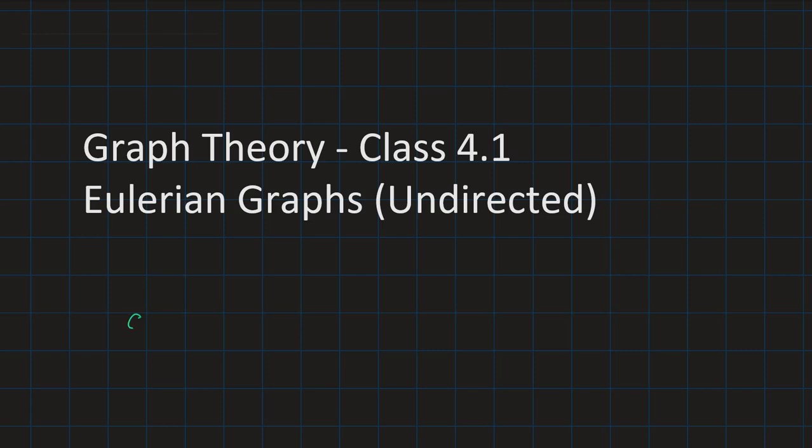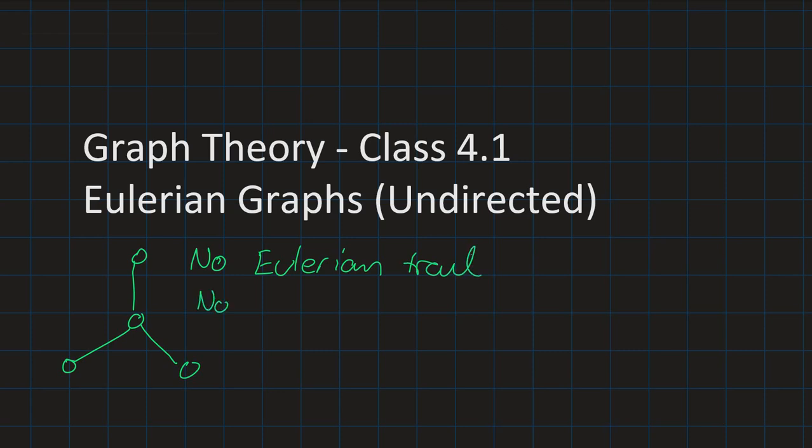For example, if I draw this graph here, then it's pretty clear to see that there is no Eulerian trail, and thus there is no Eulerian circuit. If you just think about it, if you want to hit every edge, you're going to have to repeat at least one edge to do that. This graph is non-Eulerian, has no Eulerian trail and no Eulerian circuit. So a natural question is, which graphs are and which graphs aren't?